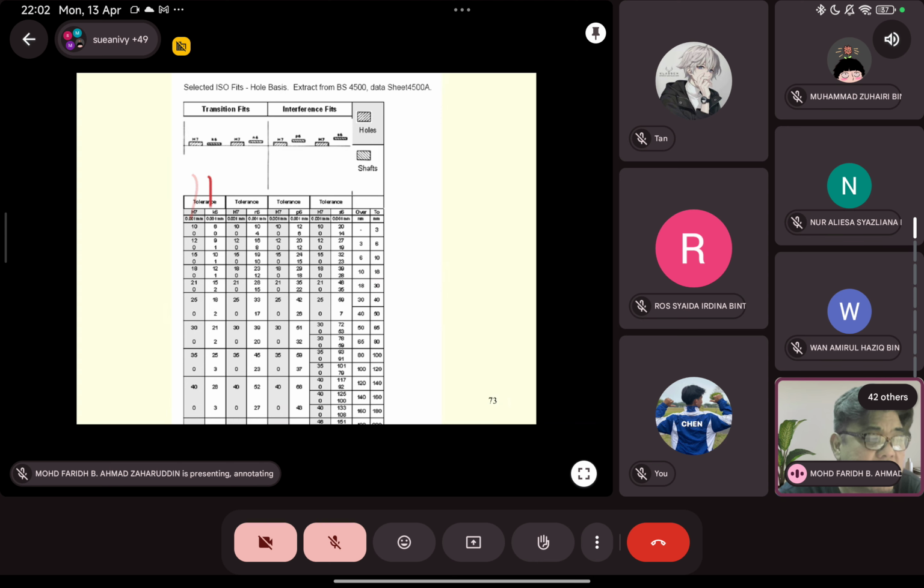Okay, now H7 and K6. So you go straight here, ambil value ni. This is referring to the upper value. This is referring to the lower value. So 30 H7 means 30 plus 0.021. Must remember to multiply by 0.001 mm. This one, you kena multiply dulu. And the lower is 30.000.